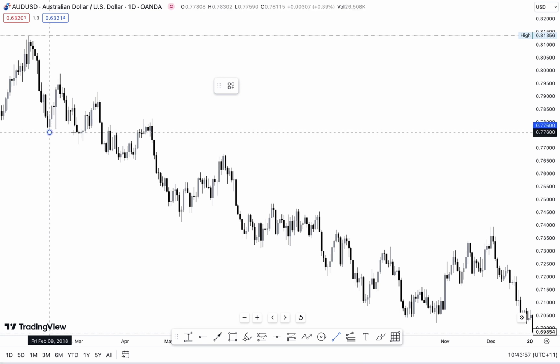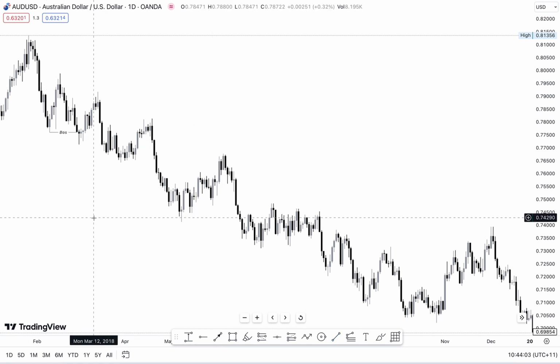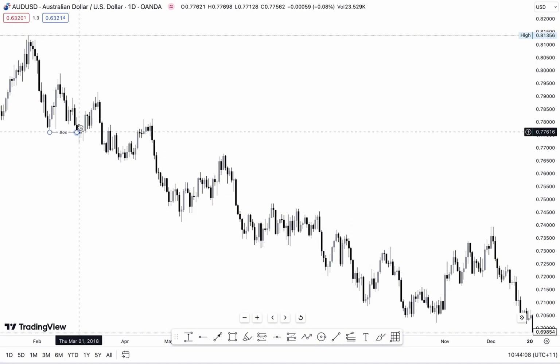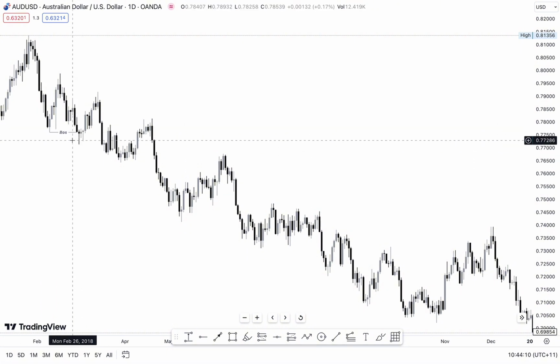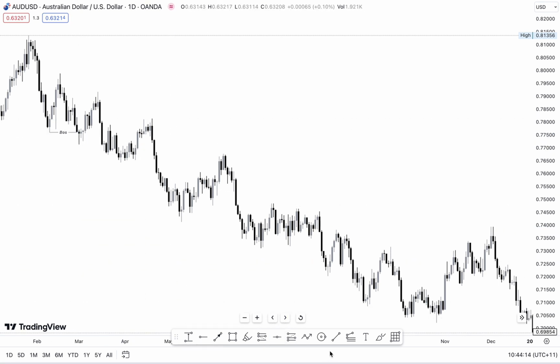We had a break of structure here, right? So let's identify a break of structure. After this break of structure, although we might identify this as a liquidity sweep, it still counts, because after the break of structure, where's our first pullback? Here is our first pullback, right?